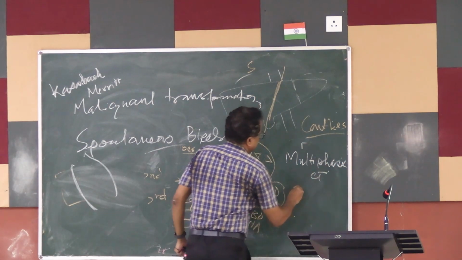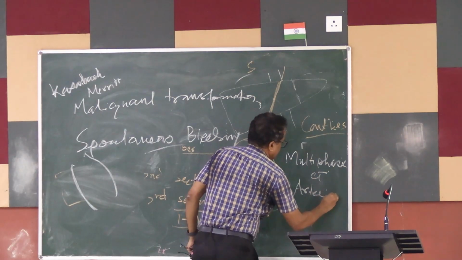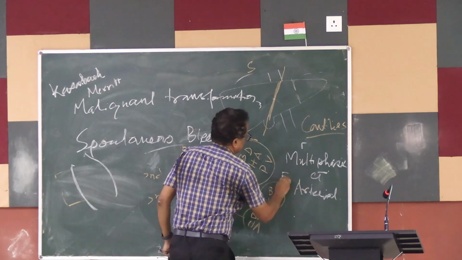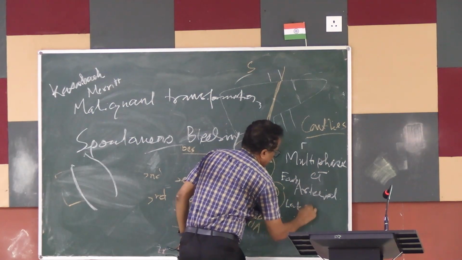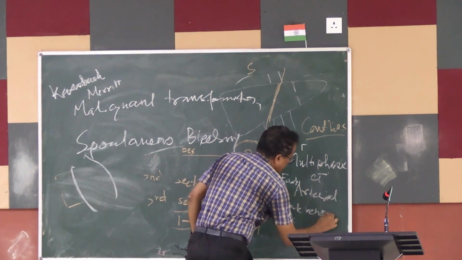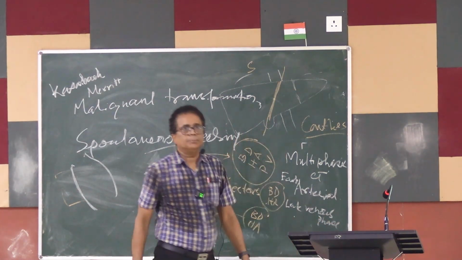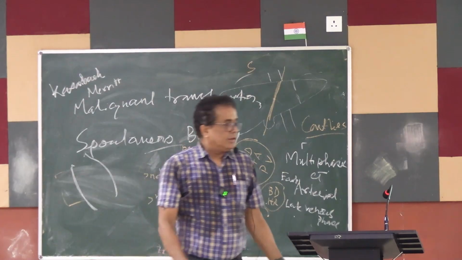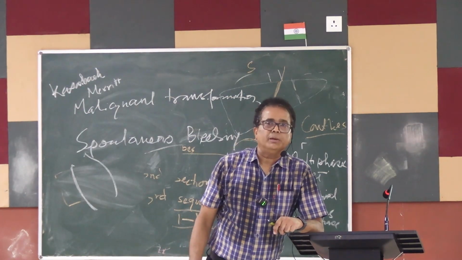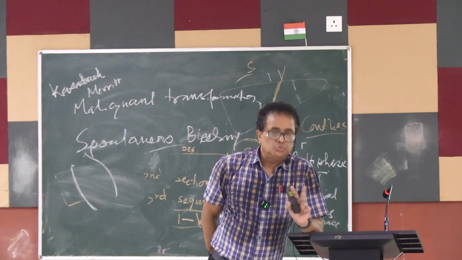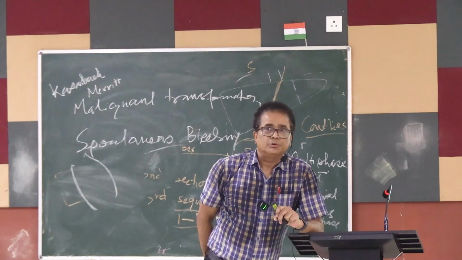Multiphasic CT means there is an initial arterial phase, early arterial phase, and late venous phase. Venous phase means portal phase. So in multiphasic CT, you will get an early and uniform enhancement of the tumor, and that actually confirms the diagnosis of hemangioma.